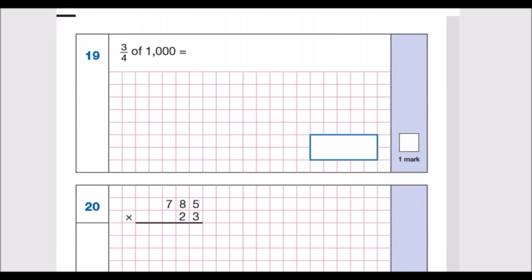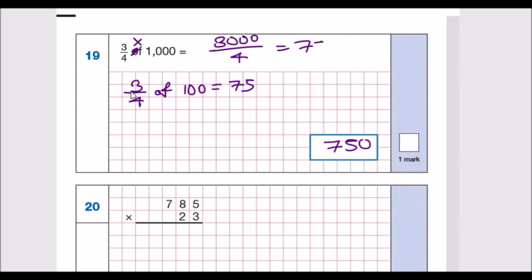Number 19, let's go. So 3/4 of 1,000. Well, this one should be very straightforward. You need to know mentally that 3/4 of 100 is 75. If it's 1,000, just add an extra 0, so 750. If you're not sure how to calculate this one, the way this works, of literally means times. So this means 3 times 1,000, which is 3,000, divided by 4. And if you work this out, you'd also get 750.